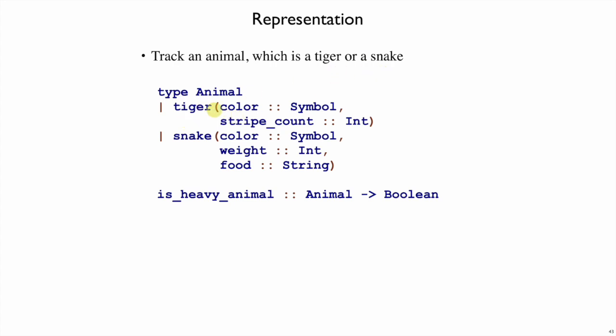For tiger, we have to think about what we care about, what's relevant to our problem. Let's suppose that color and stripe count is what I care about for tigers, where for snakes I care about color, how much they weigh, and what their favorite food is. And then let's suppose the function I'm trying to write is isHeavyAnimal, that takes an animal and reports whether it's heavy or not. So this animal part is where I did the data analysis and figured out my representation for snake and tiger animals.